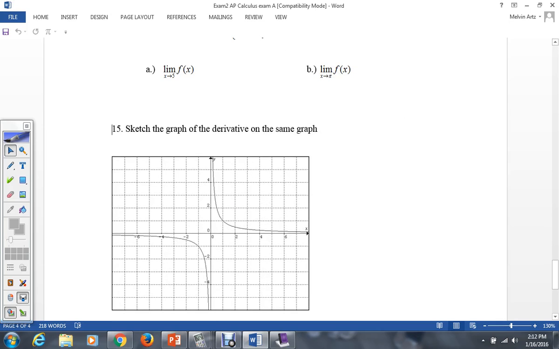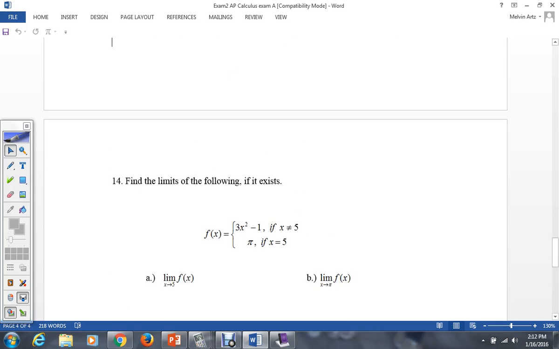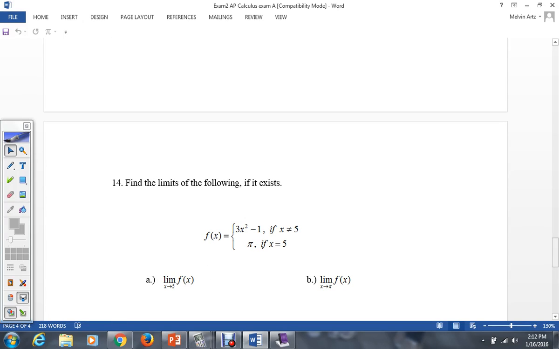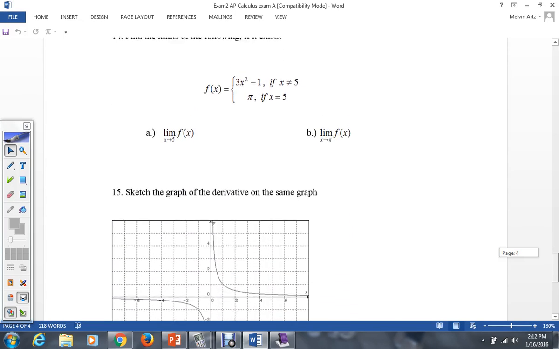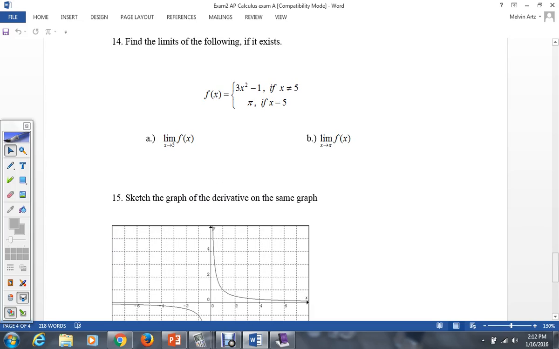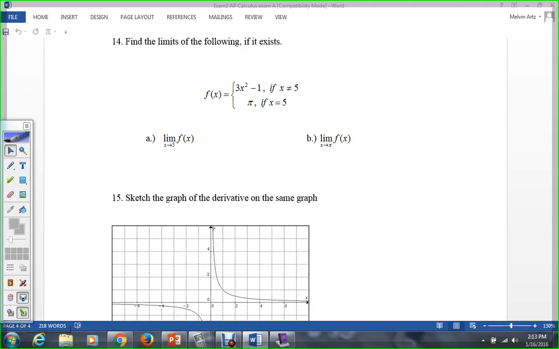Find the limits. Find the limit of the following if it exists. Now this one, the limit of f of x as x approaches 5. I'm going to draw a sketch of the graph just to get a feel for this. I know 3x squared minus 1 is a parabola. It looks like this, something like this.